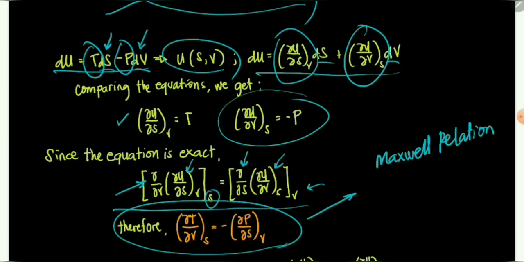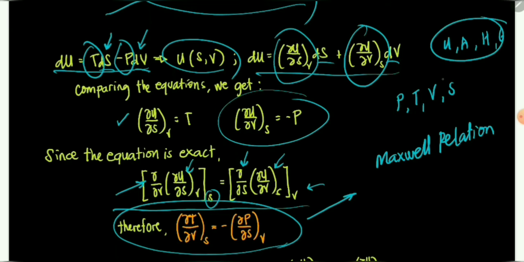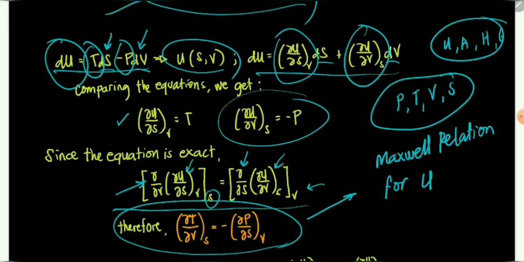So yung Maxwell relation, nire-relate niya yung P, T, V, and S in the absence of U, A, H, and G. Wala na siya sa picture, yung apat na yan. Ang nangyayari na lang, nagkakaroon lang tayo ng relations with respect to these four variables. Okay? Which makes it more interesting kasi sila naman talaga yung measurable variables dyan. So this particular Maxwell relation is the Maxwell relation for U. Okay? Kasi galing siya sa fundamental equation for U.